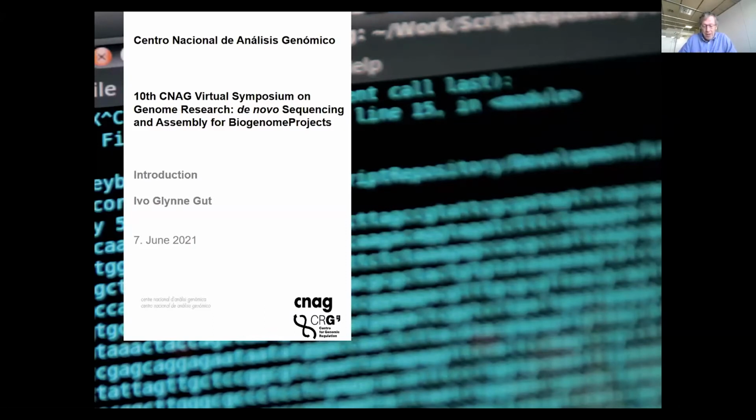We are co-organizing this event together with ERGA, the European Reference Genome Atlas project, and the CBP, which is the Catalan BioGenome Project. It is the 10th time we're having such a symposium, but it's the first time that we do this virtually due to the circumstances. We don't have to go into that.